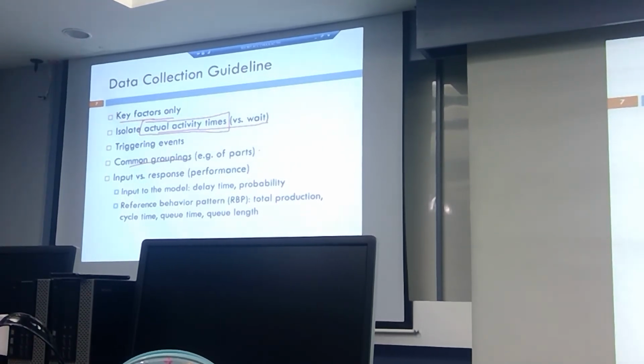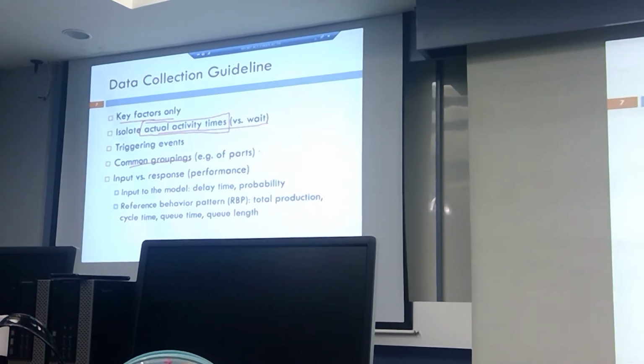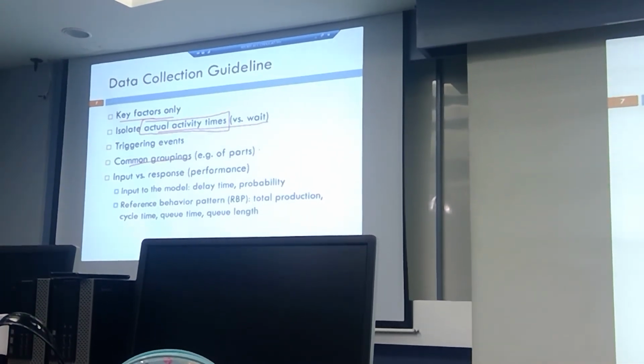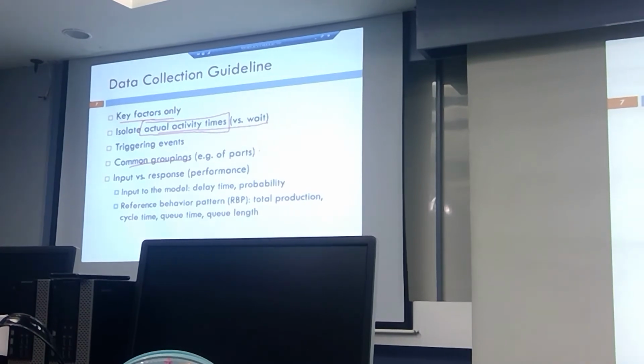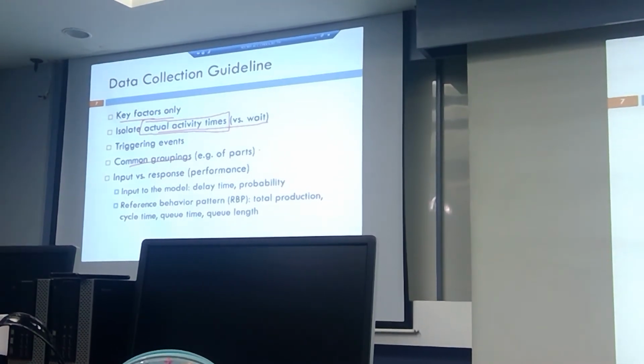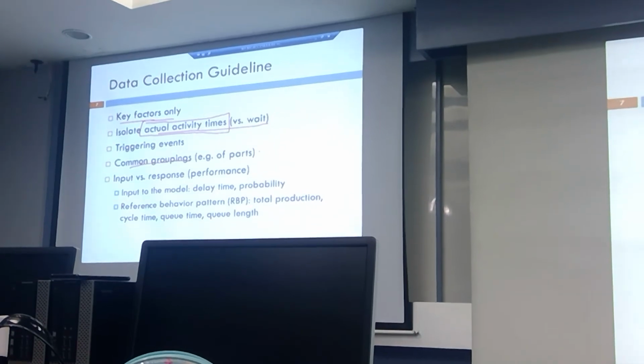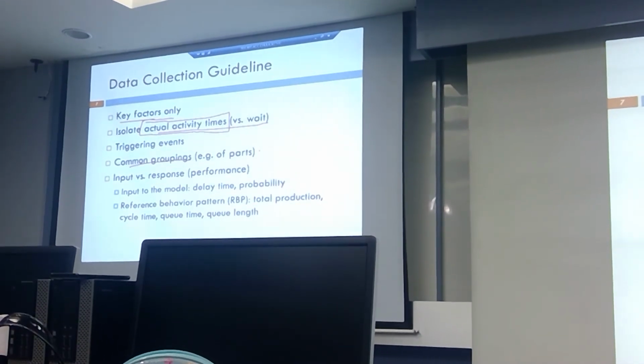Sometimes when you take a look at the system, you may have a lot of entities, a lot of types of part or material. Consider grouping them together. Because if they take about the same time, same routing, and so on, you can group them as one type of entity. That will help you simplify the model. You don't have to separate everything.